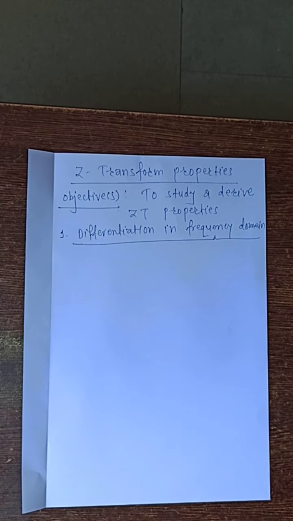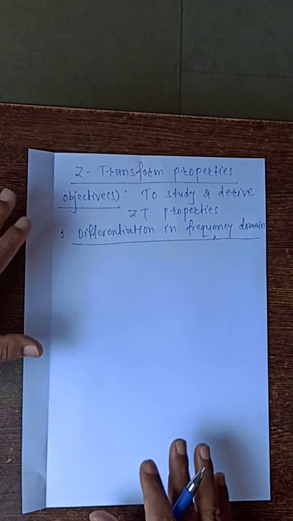In this session, we'll start with the Z transform properties. Objective of today's session is to study and derive Z transform properties. The first property we'll see in this session is differentiation in frequency domain. Let me see, if you differentiate in frequency domain, what is its effect in the time domain.